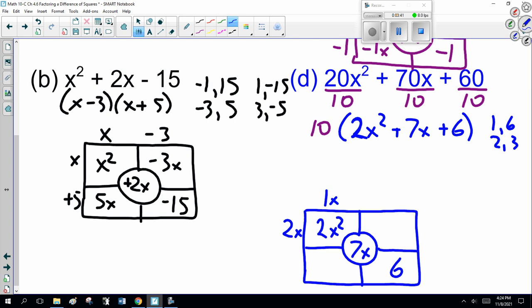Offhand, 2 times 6 will give us 12, so we can't have the 6 there. So I'm going to put the 6 down here, 1 here. 6x, no, that gives us 8x. So 1 and 6 don't work. And the magic of the erasable pen, so it's got to be 2 and 3. So where does the 2 go? Where does the 3 go?